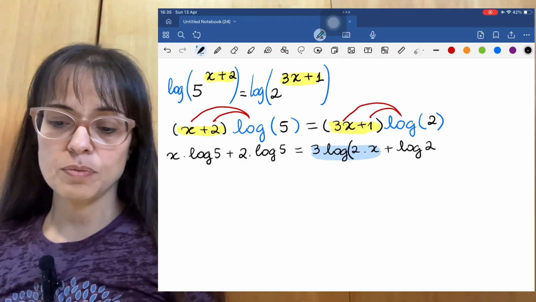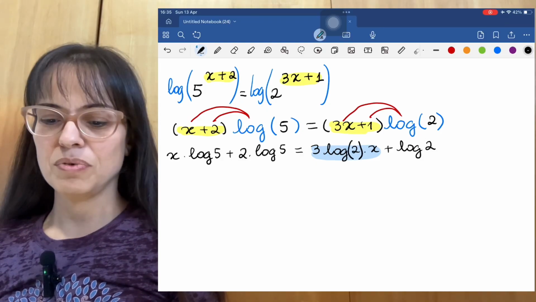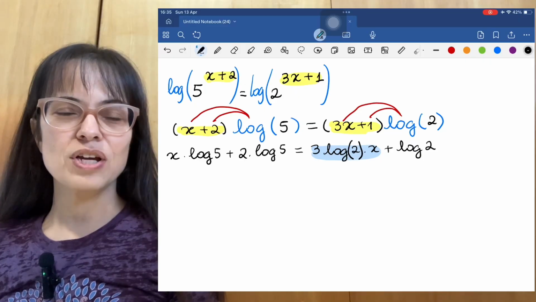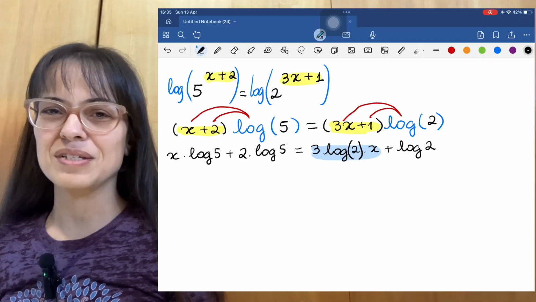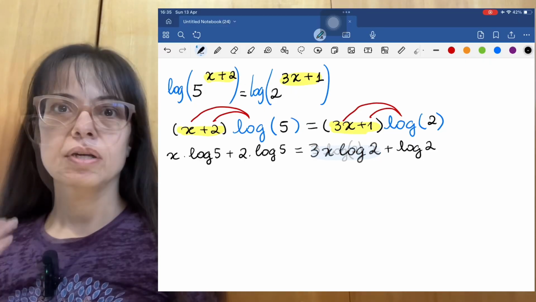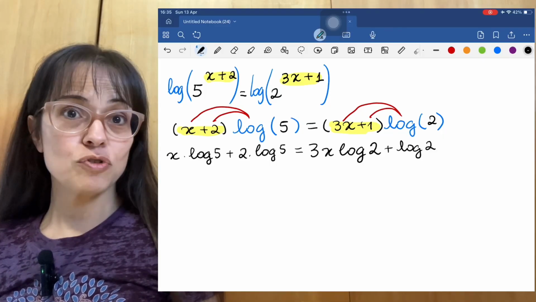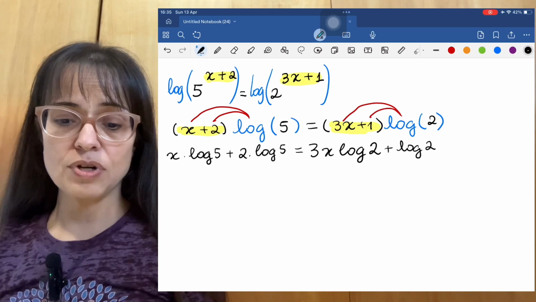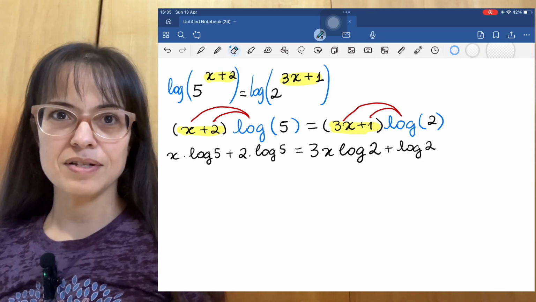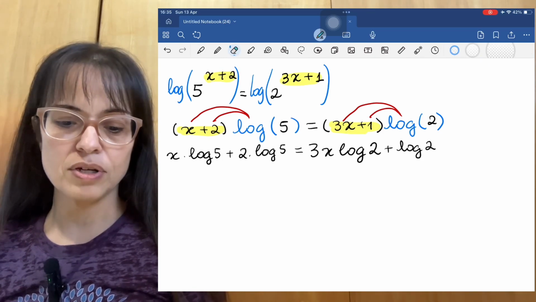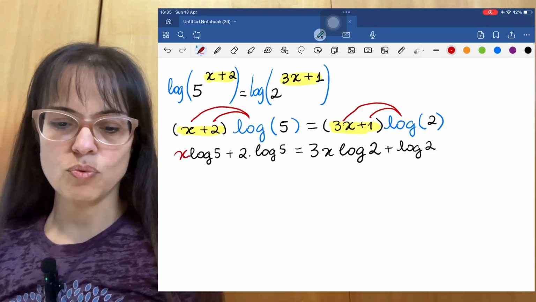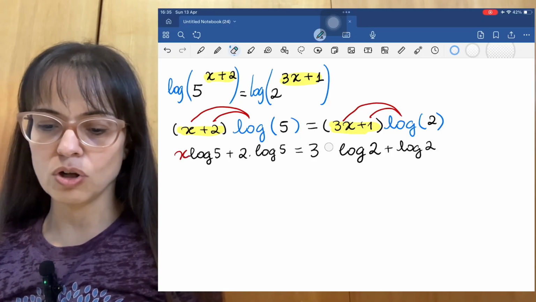I could fix it by just putting parentheses in this one, but then it looks a little bit strange. Why does this one have parentheses and the other ones don't? Another option that I have is just to change the order: 3 times x times log of 2. I'm going to stick with this one for now, but please don't forget that these are 3 things being multiplied together. And I want my x's to be red. I want them to stick out in a different color.